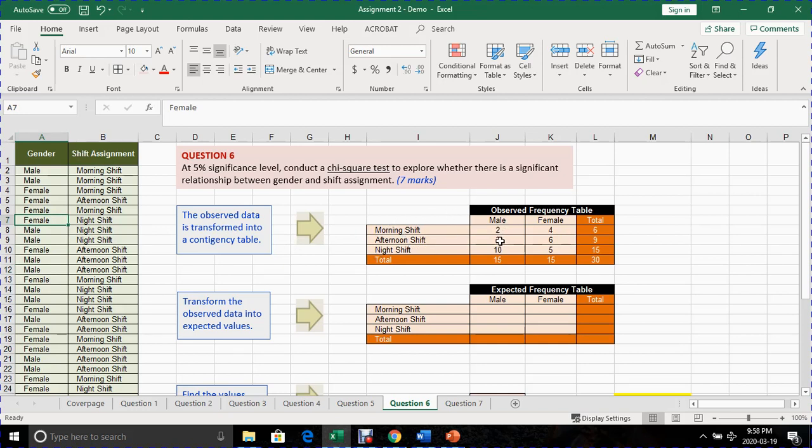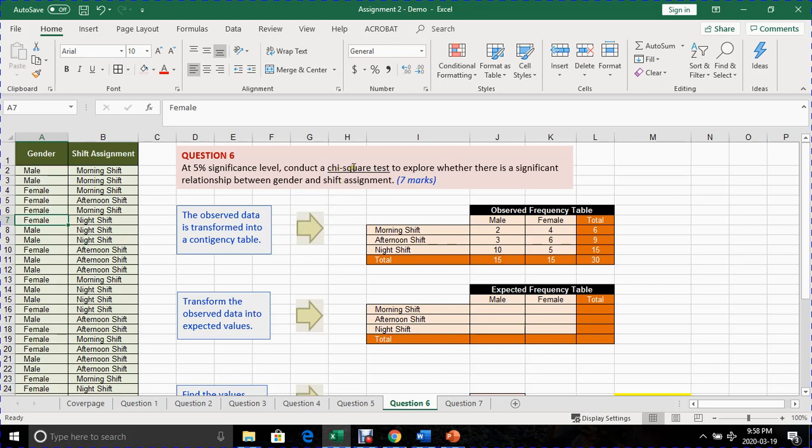I've counted 2 cases for male morning shift. There are 3 cases of male in the afternoon shift and 10 cases of male in the night shift. And for the female, 4 cases in the morning shift, 6 cases in the afternoon shift, and 5 cases in the night shift. These are called observed data because that is what we have observed. This is our sample data and they constitute the observed data.